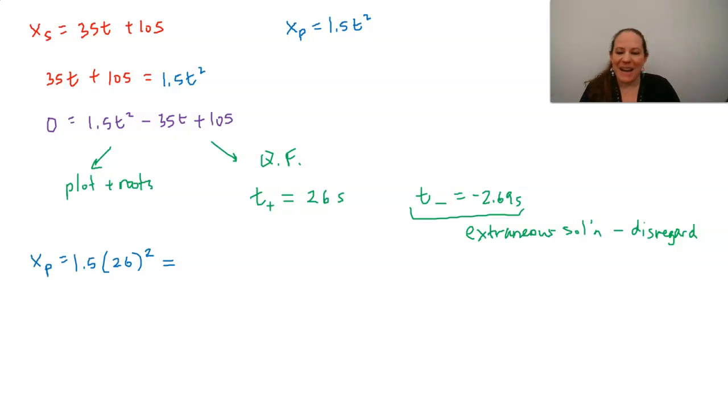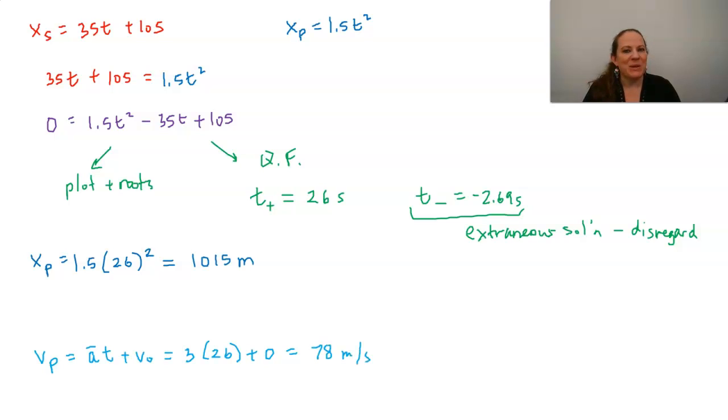So I am going to get, once again, 1,015 meters. And you can, if you felt the need to, double check that with the speeder. And then our last step is going to be, once again, to get our patrol car's final velocity using the velocity time relationship for uniform acceleration. And we're going to do 3 times 26 plus 0 and get 78 meters per second.